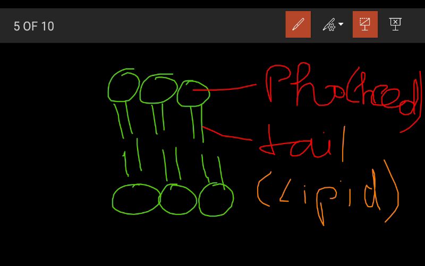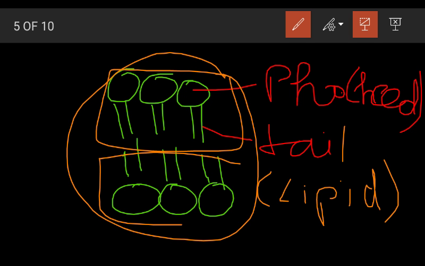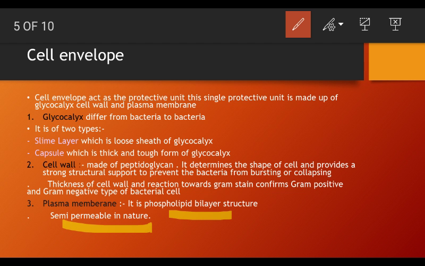So this is a phospholipid. That's why it is called a bilayer, because this is one phospholipid molecule and this is another phospholipid molecule. So when the plasma membrane is formed, they are like this, overlapping each other, right? So two layers of phospholipid are there. That's why it is called a phospholipid bilayer structure.